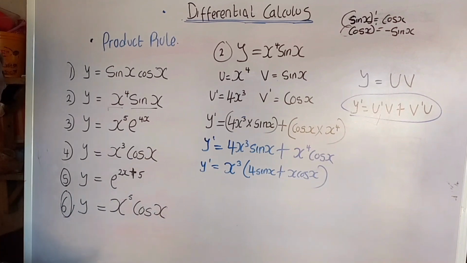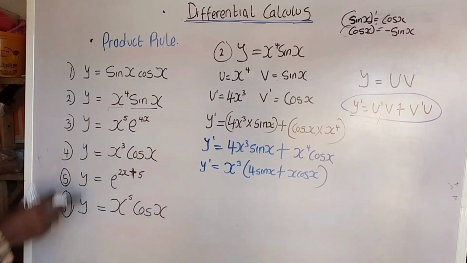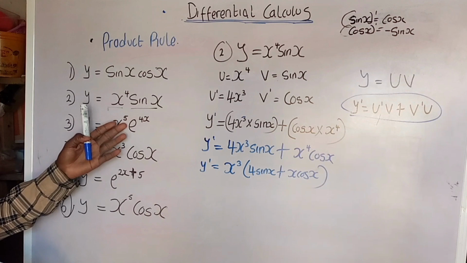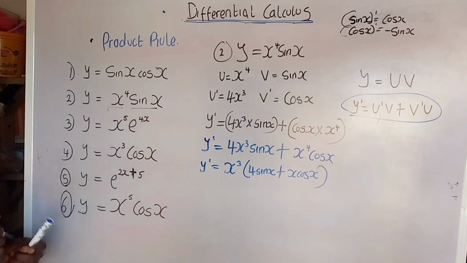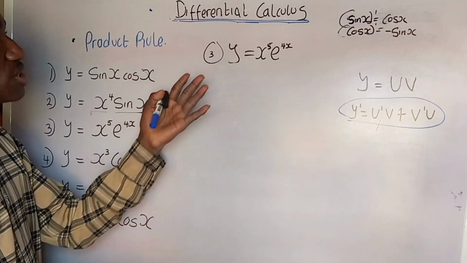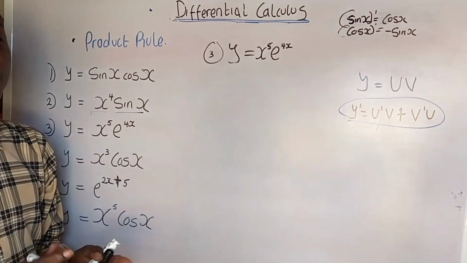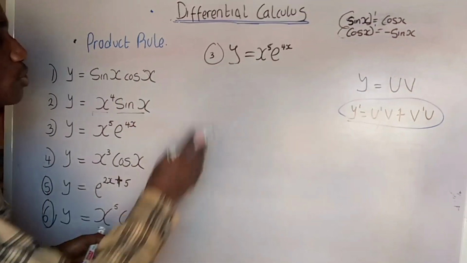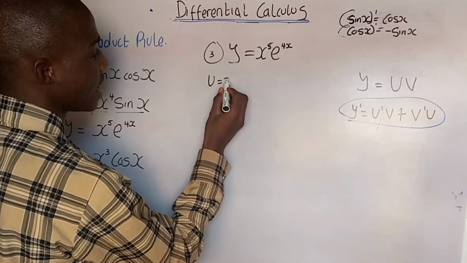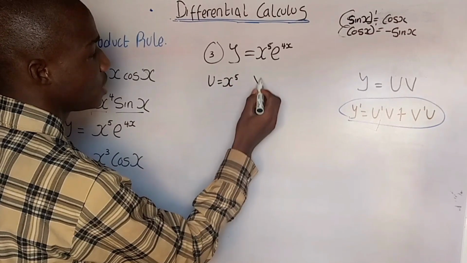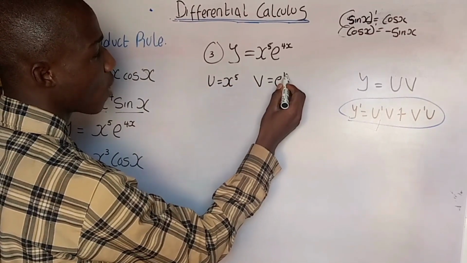Now, let us proceed to the third question. We have y is equal to x raised to the power of 5 e raised to the power of 4x. To solve this question, don't forget the first thing is to identify your u and v. If you compare, u is equal to x raised to the power of 5, and v is equal to e raised to the power of 4x.